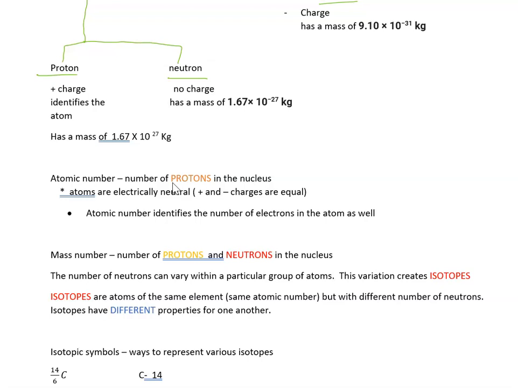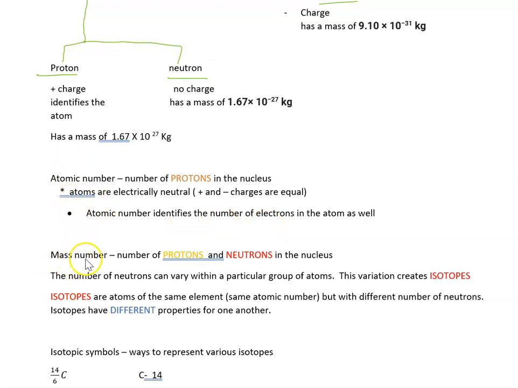So atoms have an equal amount of positives and negatives within them, which is different from an ion, which we'll talk about in Unit 2. But an atom is always electrically neutral. That means that their positive and their negative charges are always equal. So you can also use the atomic number to identify the number of electrons in an atom.